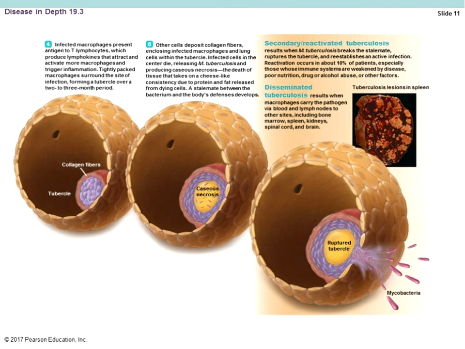So disseminated tuberculosis happens when the macrophage carries the pathogen via the blood, because your lungs are highly vascular tissue, to lymph nodes and to other sites, including the bone, the marrow, the spleen, and it can also even go to the brain.